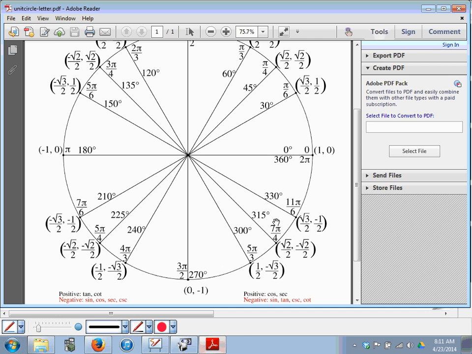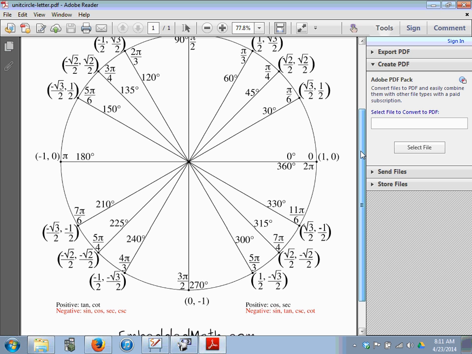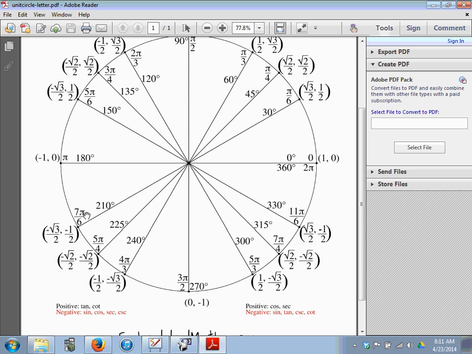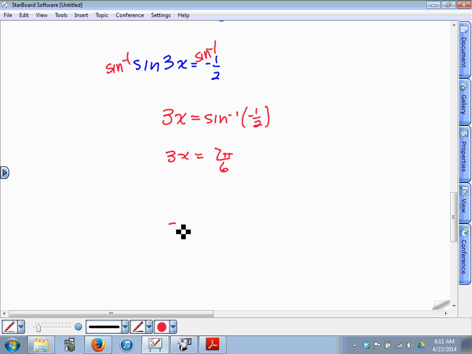I'd go to the unit circle. We need y values of negative 1/2. It's going to be 7 pi over 6 and 11 pi over 6. So 3x could equal 7 pi over 6, or 3x could equal 11 pi over 6.